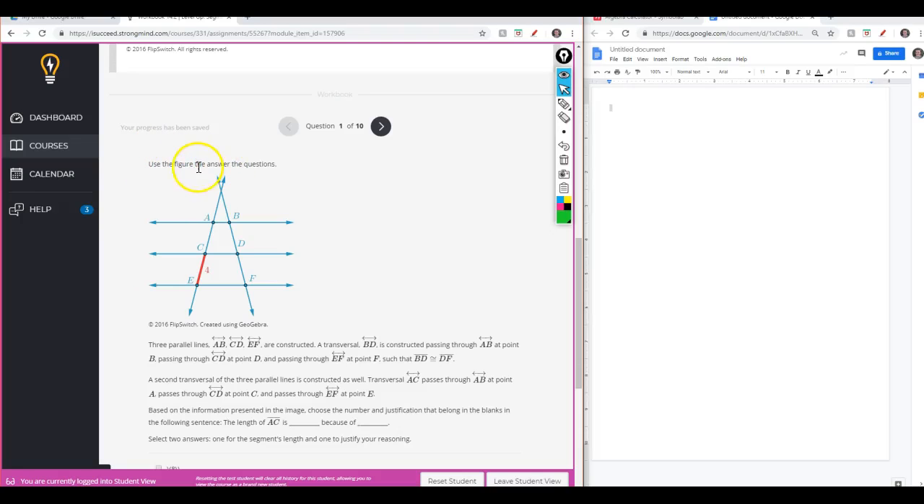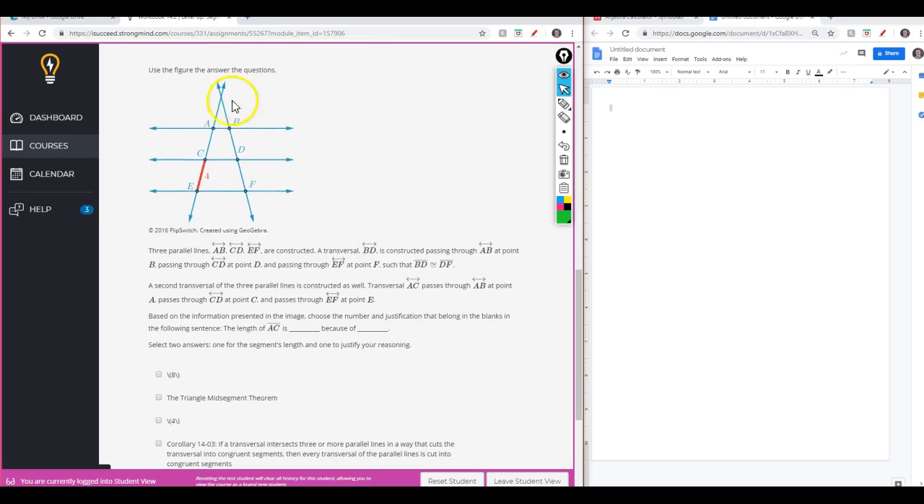Use the figure to answer the questions. Alright, here's our figure. Three parallel lines, line AB, line CD, line EF, are constructed at transversal.